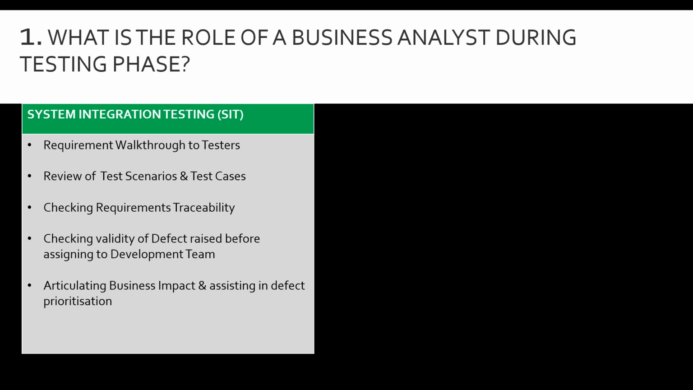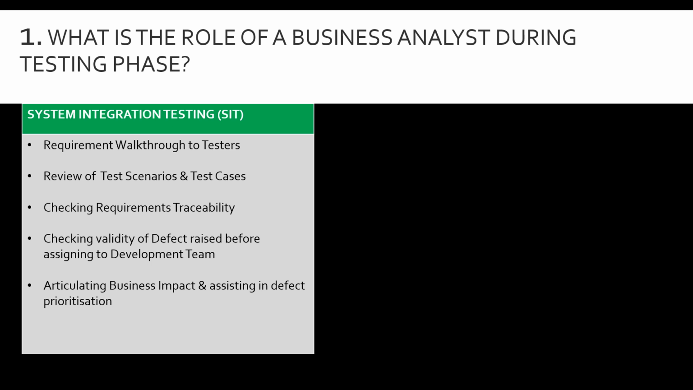We're going to talk more about this in the subsequent slide when we talk about the requirements traceability matrix, but this step is done to ensure that all the requirements have a subsequent test scenario or test case. And then the other key role is when test execution happens. Once a defect has been logged by the testing team, it is assigned to the business analyst first to ensure that the defect is valid before it gets assigned to the development team.